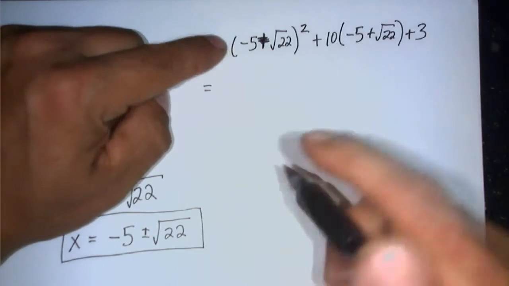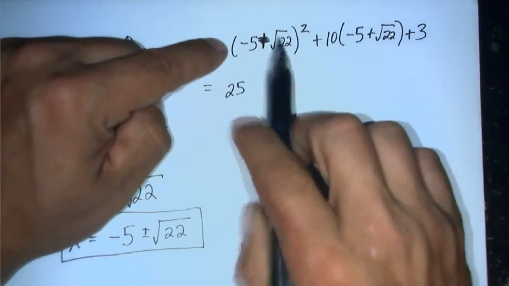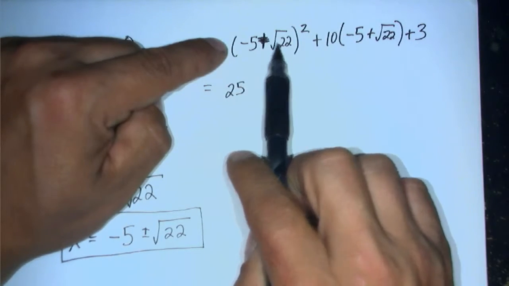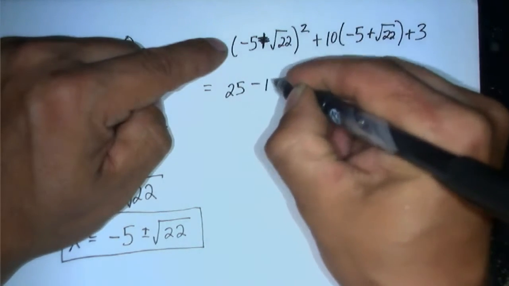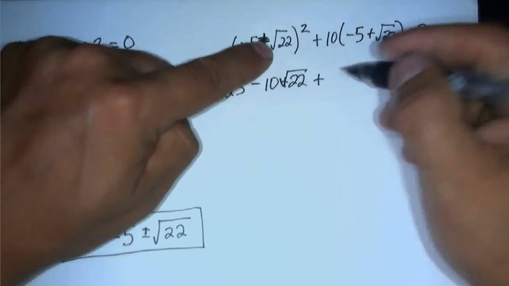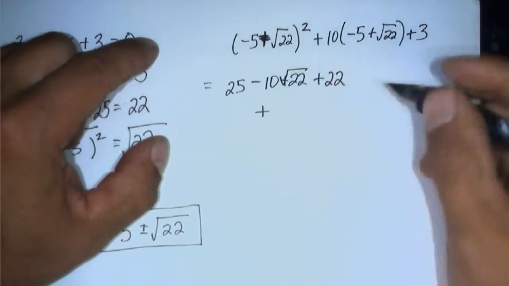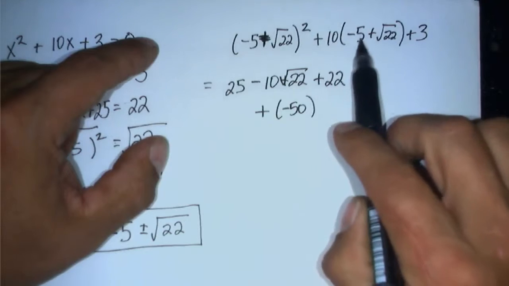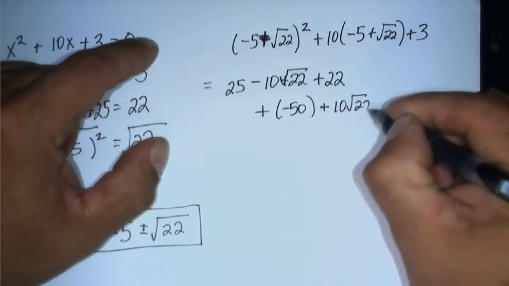Okay, so we're going to use the same formula. We square the first, which is 25, multiply the two together. Well, multiplying the two together, the only thing you can get is negative 5 times the square root of 22. So negative 5 times the square root of 22 plus negative 5 times the square root of 22 is negative 10 times the square root of 22, plus, well, the negative square root of 22 squared is just 22. And then we'll distribute this here. 10 times negative 5 is negative 50. I'm just distributing this 10 here, plus 10 square roots of 22, plus 3.